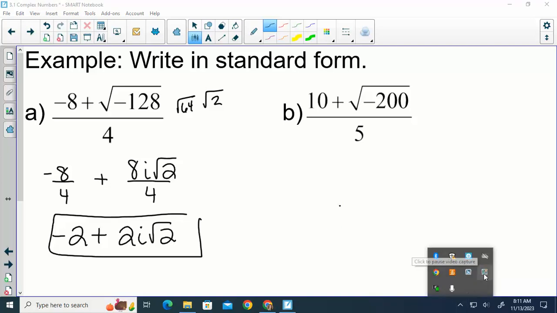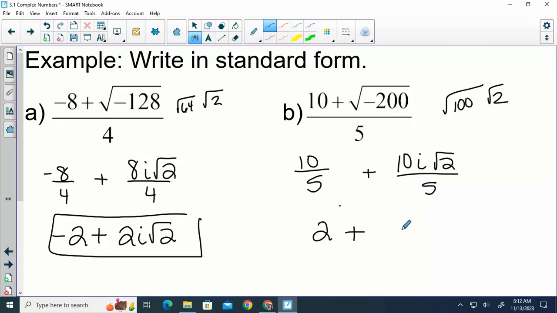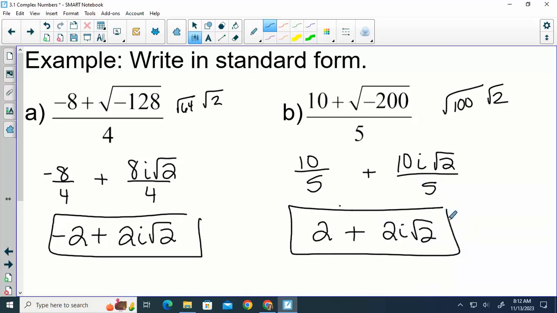We break it apart. So negative 200, we have to take out an i. 200 we could break into 100 times 2. So that's 10i radical 2. So 10 divided by 5 is 2. 10 over 5, 2i radical 2. So 2 plus 2i radical 2. Any issues with those?